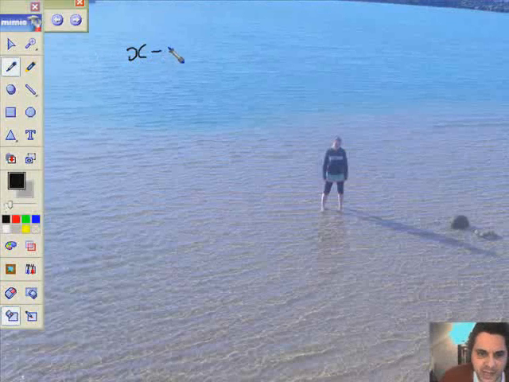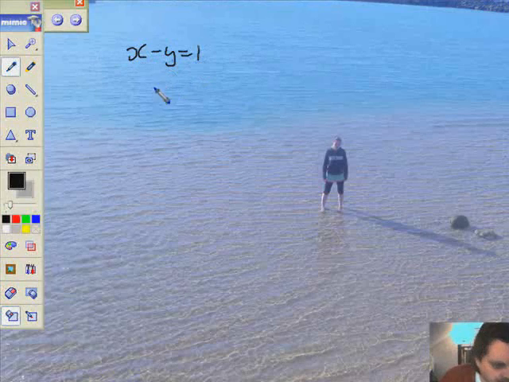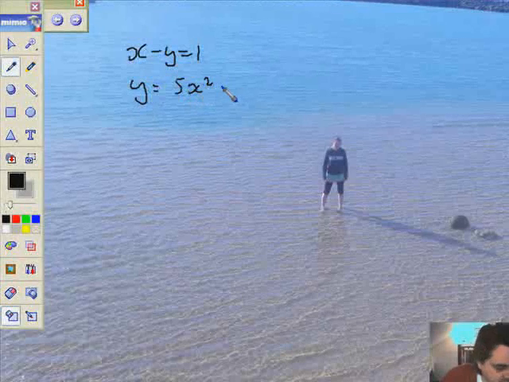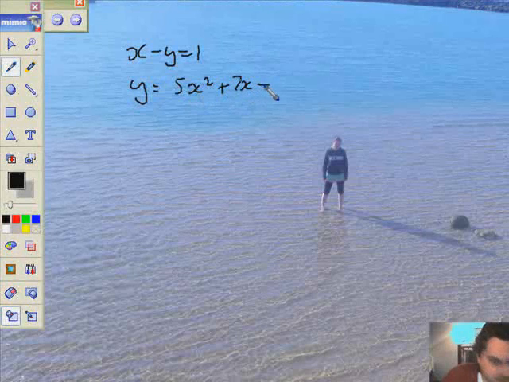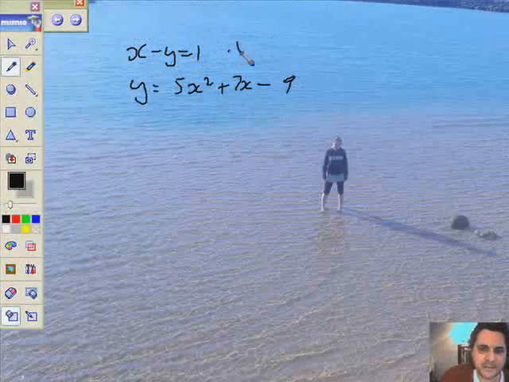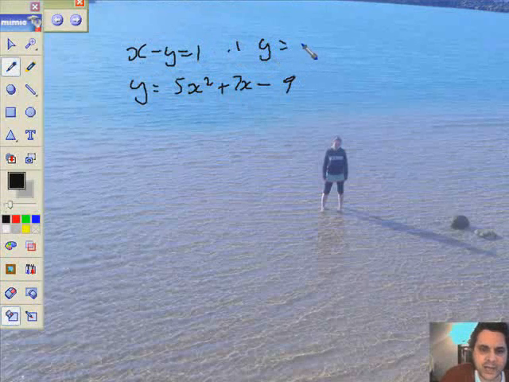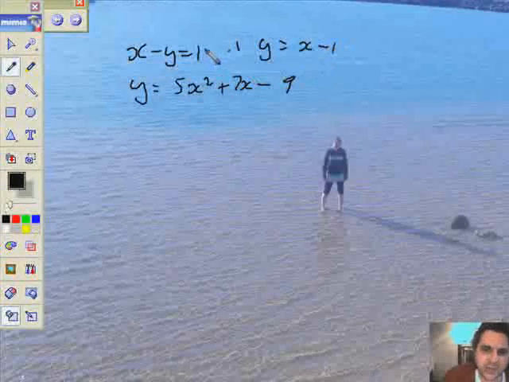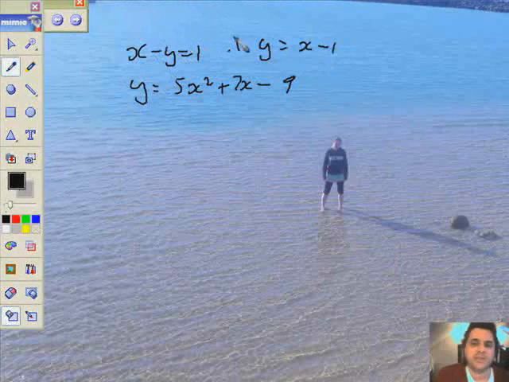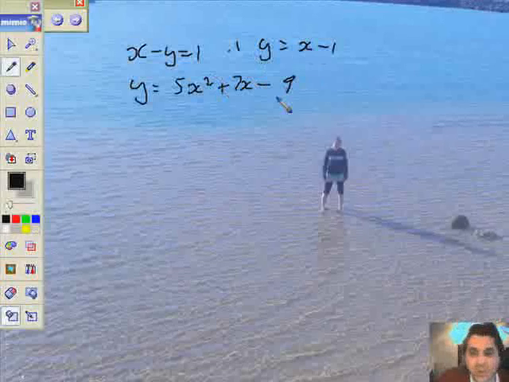I've got x minus y is 1. I've got y is 5x squared plus 7x minus 9. Rearranging this, I get y equals x minus 1. Just brought the 1 over and subtracted, and the minus y over and added. So y equals x minus 1.